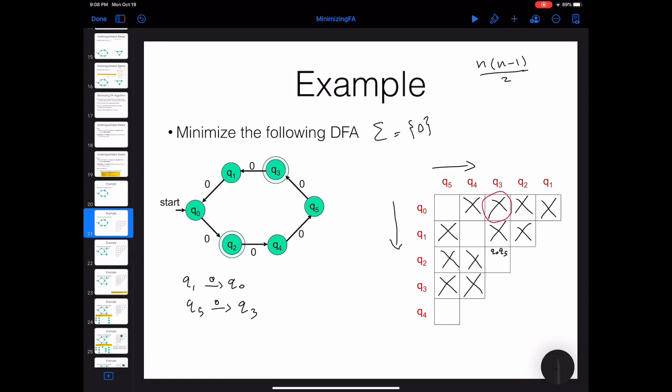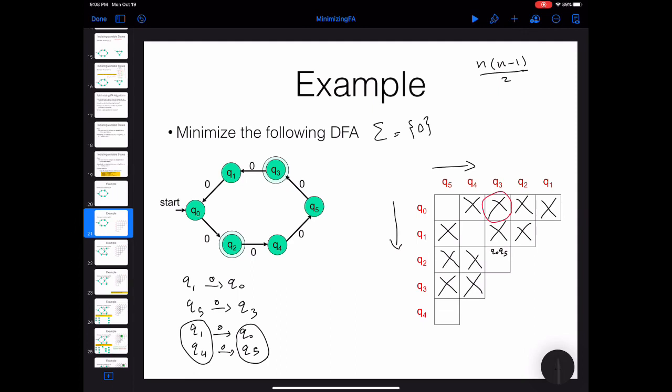The next pair is going to be Q1, Q4. Over the transition of 0 from Q1, you go to Q0. From Q4, over the same transition, you go to Q5. Okay, so now I have seen something. The equivalency of this pair Q1, Q4 is going to depend on the equivalency of Q0 and Q5.